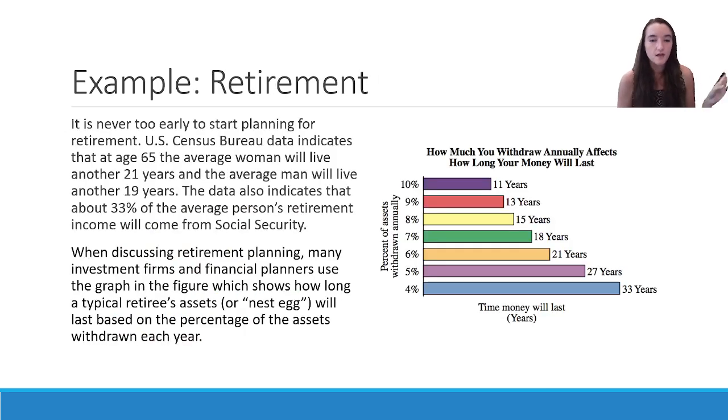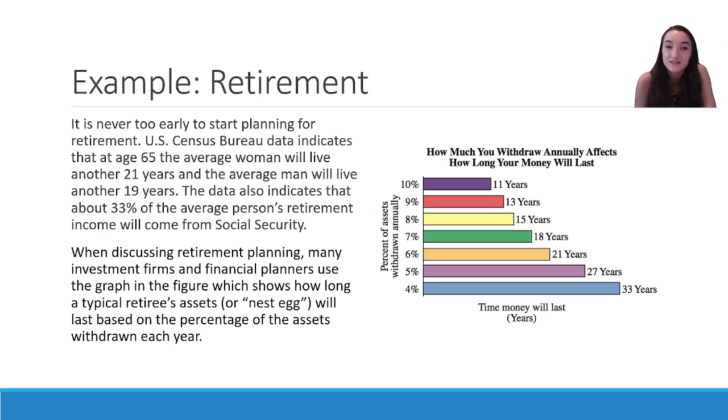Now let's take a look at a new type of problem where we've got a graph with percents involved and a lot of numbers. There's a lot happening here. This is about retirement planning. In this graph, we're looking at how much you withdraw annually, affecting how long your money will last into retirement. It's never too early to start planning for retirement, even though retirement's probably a long ways off for a lot of us.